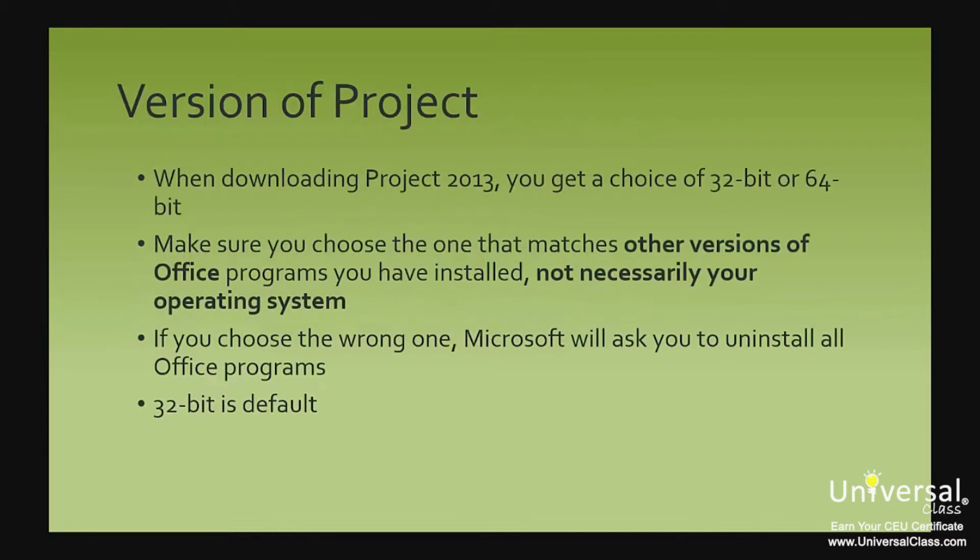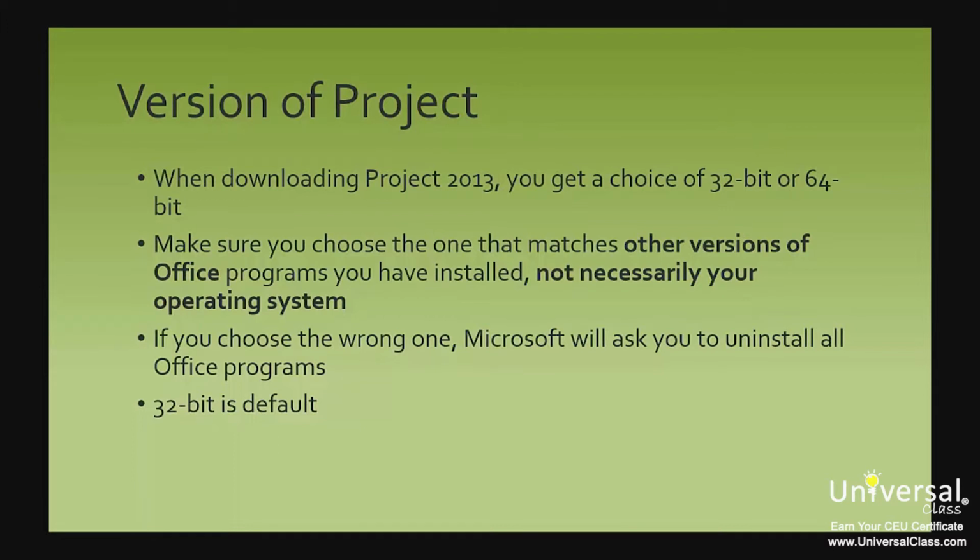When downloading Microsoft Project 2013, you'll get a choice of 32 or 64-bit version. Be careful here. You should select the one that matches any other versions of Office or Office programs that you have on your computer. You should not necessarily choose the one that matches your operating system. If you choose the wrong one, Microsoft will instruct you to uninstall other Office programs from your computer during the project installation process. You do not want to have to do this.